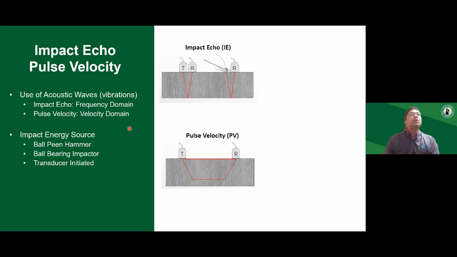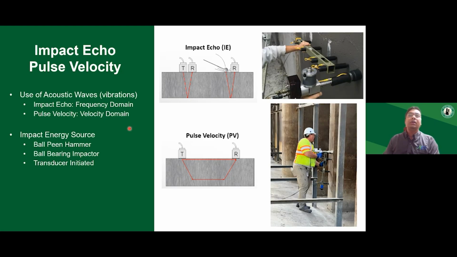Another technique we often use is the acoustic method. It's called impact echo or pulse velocity. Essentially, the technique relies on sending a mechanical wave or a sound wave into the concrete and analyzing the velocity of the sound wave traveling through the concrete, or analyzing the frequency of the sound wave that's traveling through the concrete. Just by analyzing these two parameters, you can tell a lot about the concrete properties or if there are any issues with the concrete.